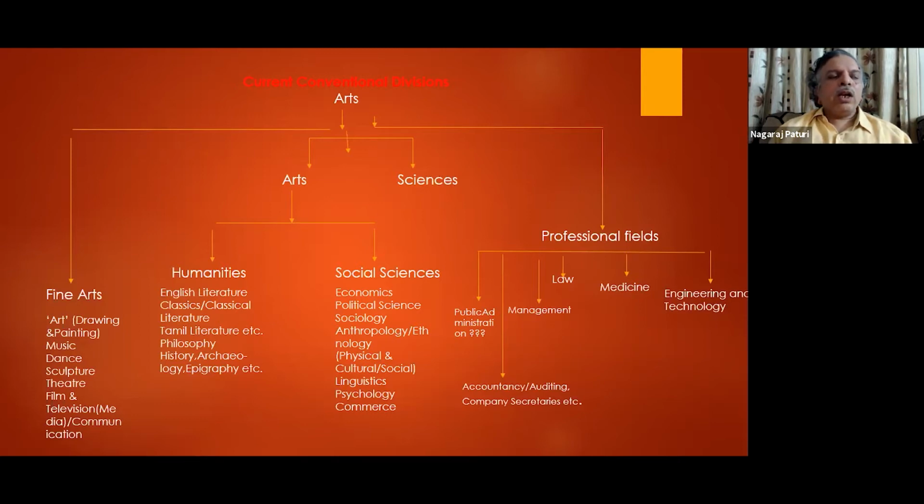They started downplaying the powerful Shastric nature of Alankara Shastra by putting it, in a hierarchy, under the literary criticism of the West. That is how the Shastric nature of Alankara Shastra got downplayed and relegated.